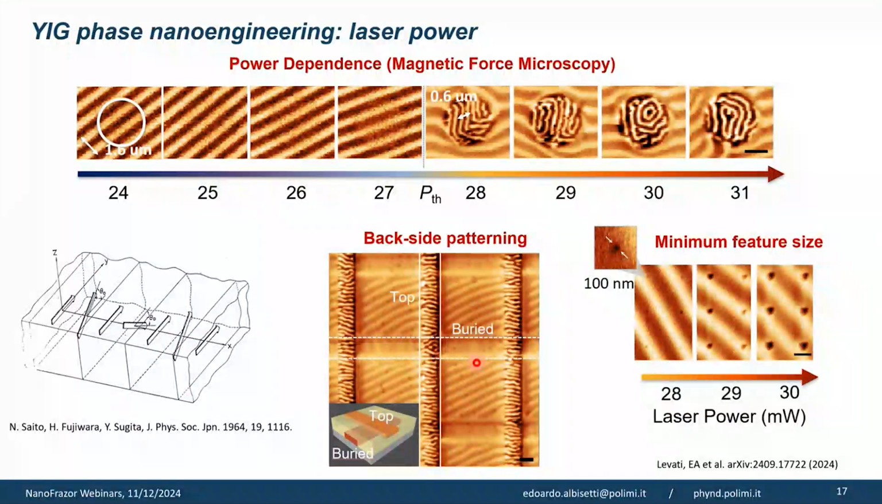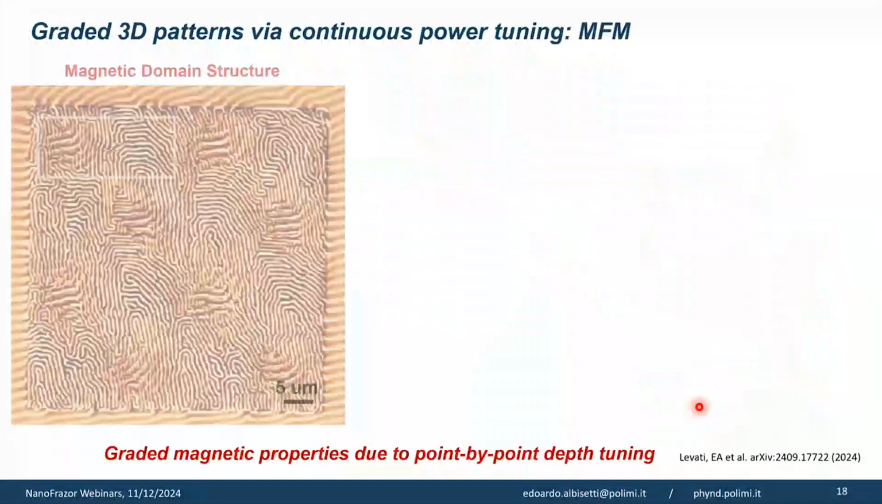And something else that we checked was the minimum feature size as a function of the power. With a single laser shot, we got, with a lot of tuning actually, down to 100 nanometers. That is roughly 10 times below the focusing size of the laser on the material. And I will show you later why we were able to achieve such a small feature size.